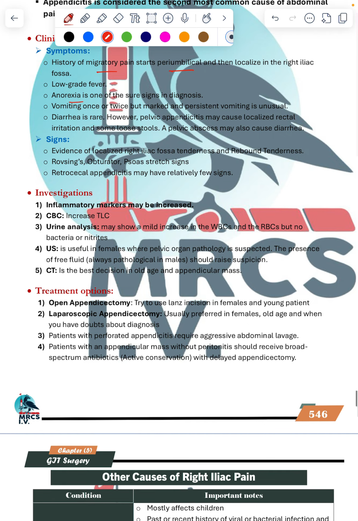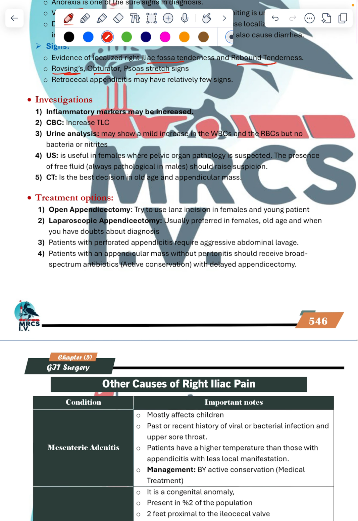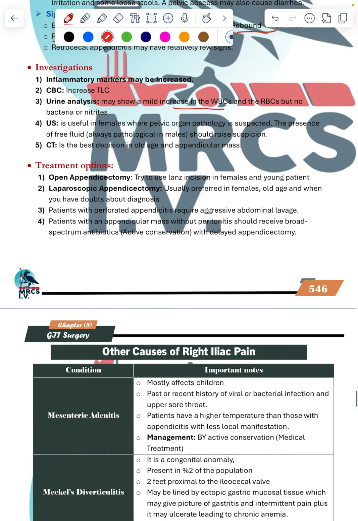Evidence of localized right iliac fossa tenderness and rebound tenderness. Rovsing's sign: compress on the left side, you get pain on the right. Obturator sign, and iliopsoas sign. These are the different signs. Inflammatory markers are increased; CBC shows increased TLC. Urine analysis may show a mild increase in WBC count. Ultrasonography is used usually in females, for other pathology. CT is decided in older age.